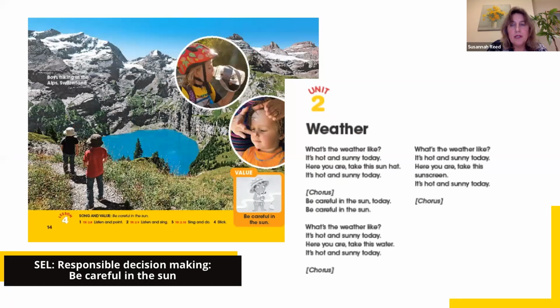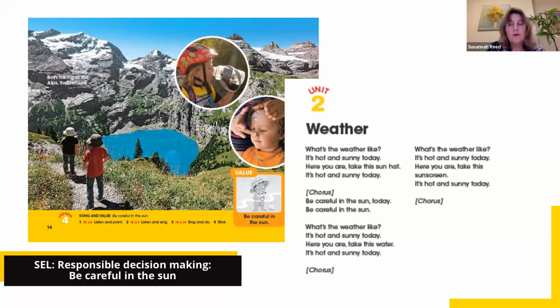And for responsible decision making, we can look at the example of being careful in the sun. It's good to play outside in the fresh air, and exposure to sunlight is good for our health and the essential production of vitamin D. But at the same time, we have to take precautions against the consequences and dangers of too much sun, getting sunburnt or dehydrated. So in this song, children are reminded how to play outside in the sun safely, wearing a sun hat, applying sunscreen, and drinking enough water.